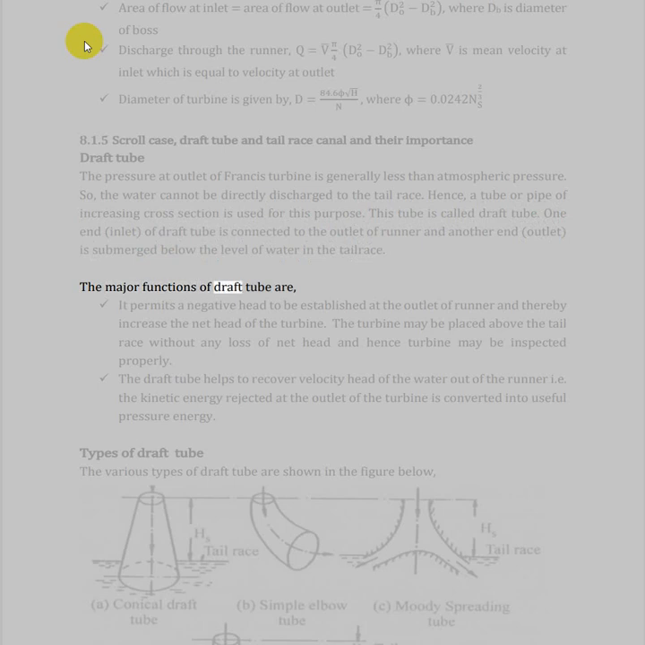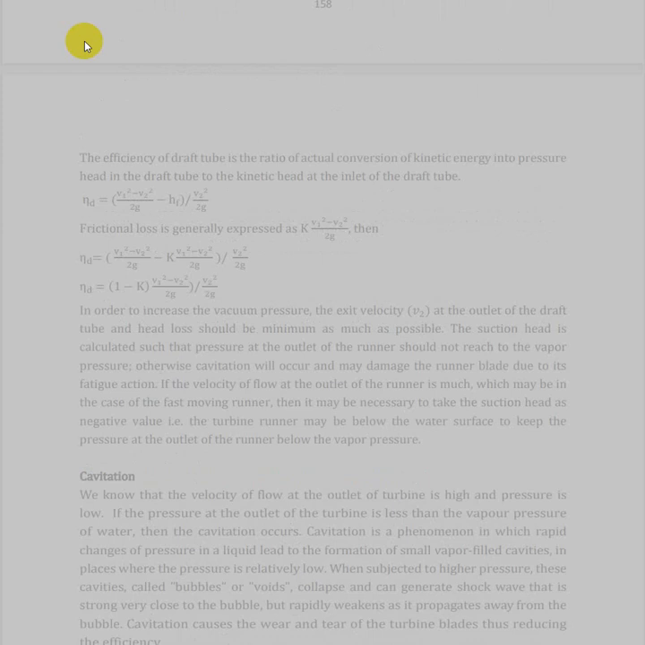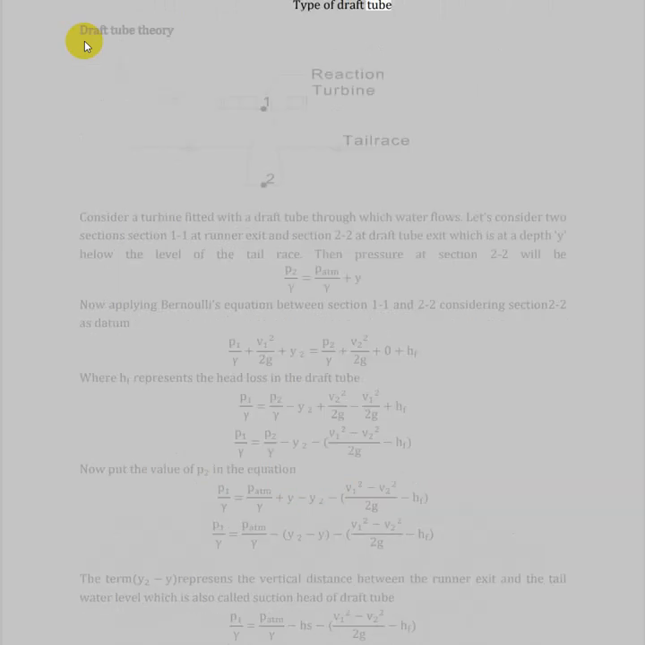The major functions of draft tube are: it permits a negative head to be established at the outlet of the runner and thereby increases the net head of the turbine. The turbine may be placed above the tail race without any loss of net head and hence the turbine may be inspected properly. The draft tube helps to recover the velocity head of the water out of the runner, i.e. the kinetic energy rejected at the outlet of the turbine is converted into useful pressure energy. Types of draft tube. The various types of draft tube are shown in the figure below.